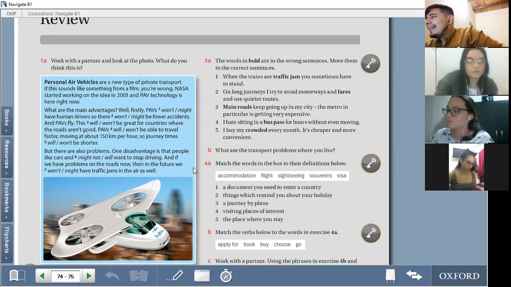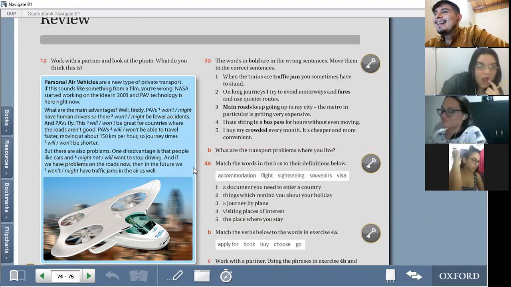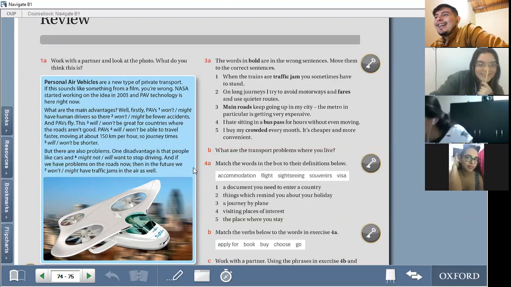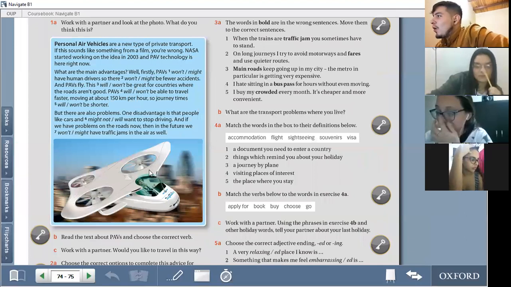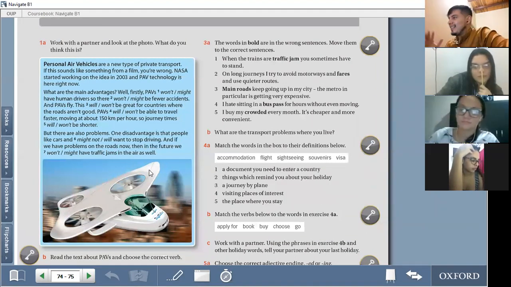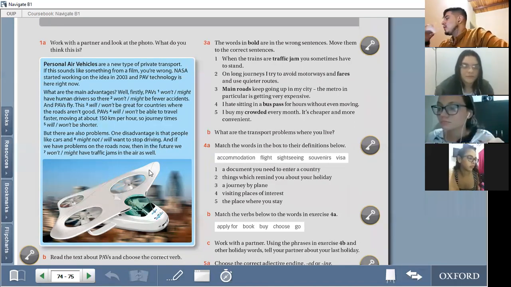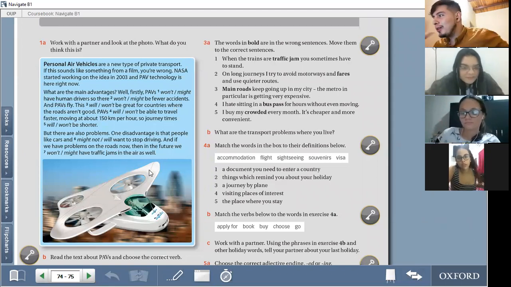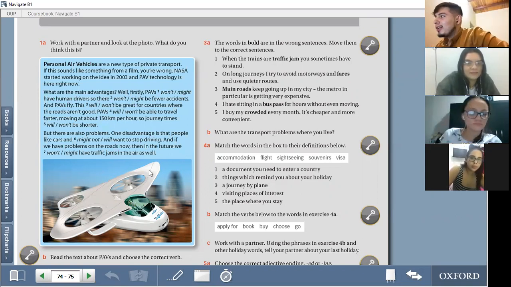Now, let's take a look at exercise number 1. Work with a partner and look at the photo, all right? What do you think this is? Let's take a look at the picture. It looks like a drone, right? What do you think it is before we start reading the text? What do you think that is? Not all at once, because a lot of sounds are going to come in and maybe I can't hear all of your voices. Remember, you can use this.